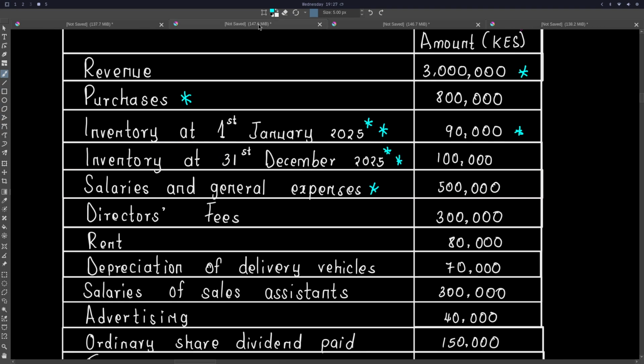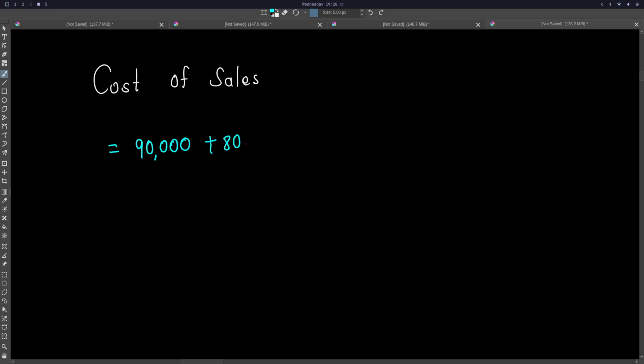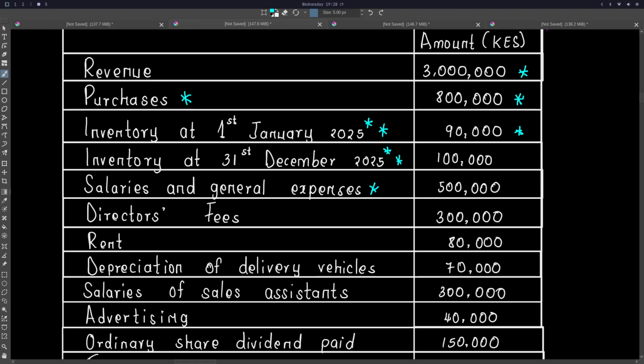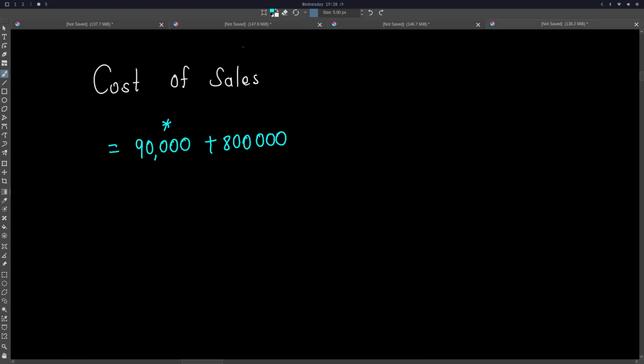We add the purchases that we have bought during the period of 800,000. So we add 800,000. Those are the caps so far that have come in, and they found 90,000. But what have we done? Our inventory as at 31st December is showing a balance of 100,000. So when we less the balance, we should be able to get what has been sold during the period. So in our case here, we have 90,000 plus 800,000, we have 890,000. We less 100,000. We are going to get 790,000. This is going to be our cost of sales.